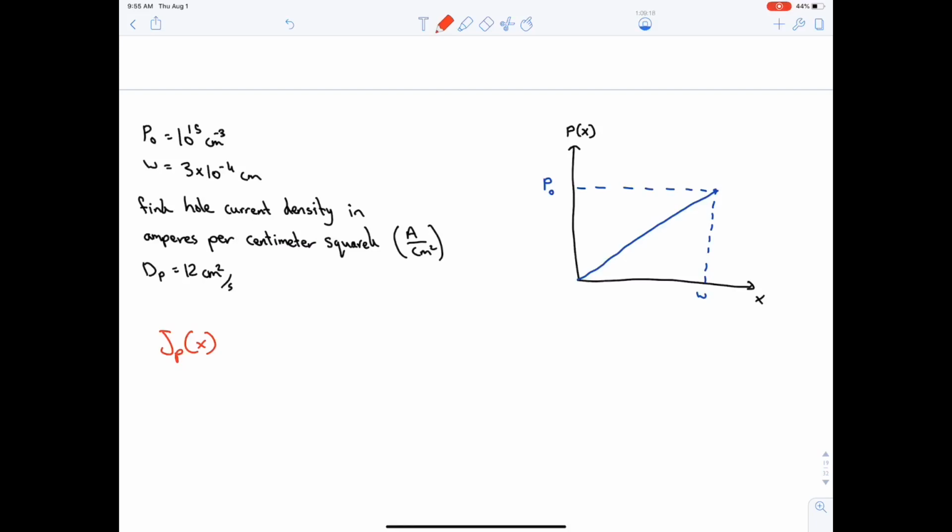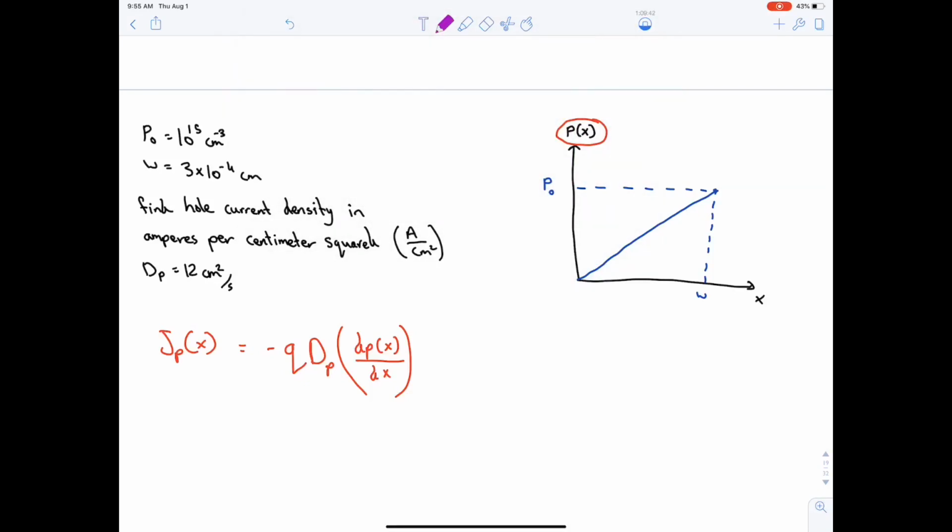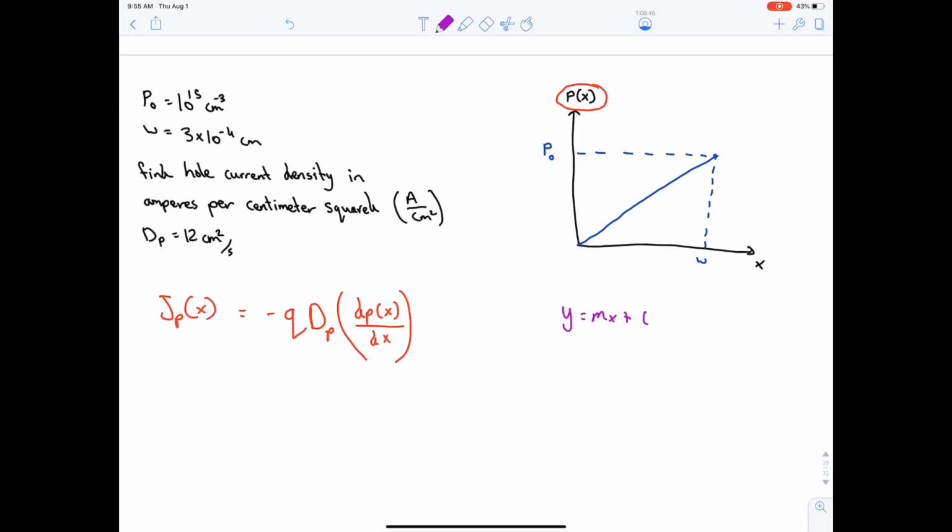Now, the equation of Jp of x is minus q dp times dp of x over dx, which is the derivative of an equation. If you notice here, we do not have an equation. It was not given to us. However, we were given a line graph of p of x. So you need to extract this equation. How do you extract it? Through the straight line equation, y equal to mx plus c. After you find this equation, differentiate it, and you can continue normally.